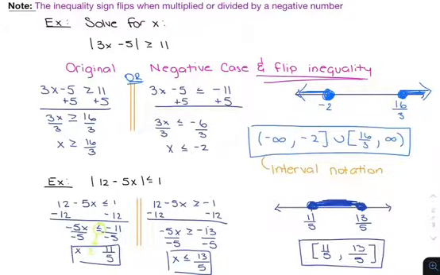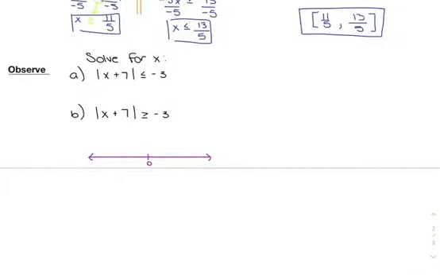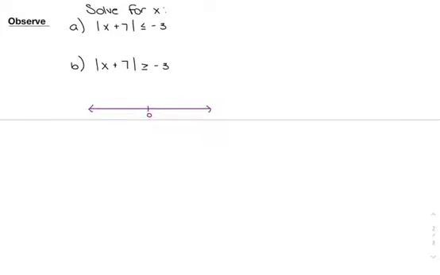I want you guys to observe these next two problems. If we look at the absolute value of x plus 7 less than or equal to negative 3, you guys can pause the video and think about, is this possible? Is it possible for an absolute value to be less than or equal to a negative number? Think about the definition of the absolute value. Ready for the answer? The answer is, it is not possible for any absolute value to be less than any negative number. And that is because the absolute value makes everything positive. So if it can't be possible, then that means that this has no solution.